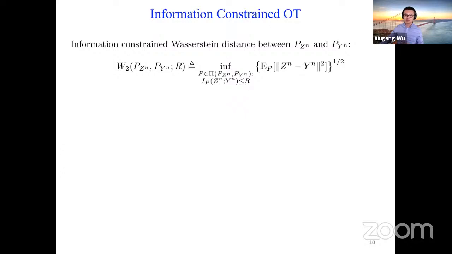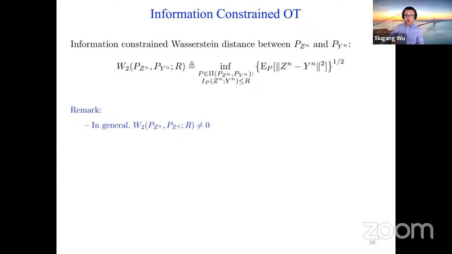It's actually quite easy to verify that precisely because of this constraint, in general, the mapping from Zn to Yn cannot be deterministic anymore. Because think about it: if Zn and Yn are both continuous, and the mapping is deterministic, then in general the mutual information could blow up to infinity, which violates this constraint. So you can really think of this constraint as one which forces the mapping to have some randomization in general.